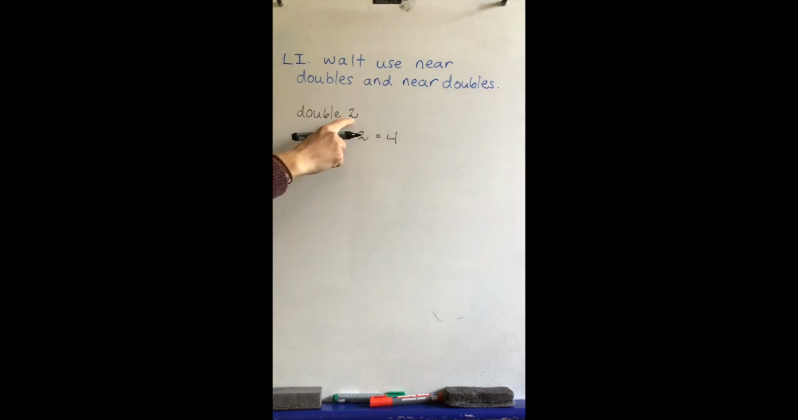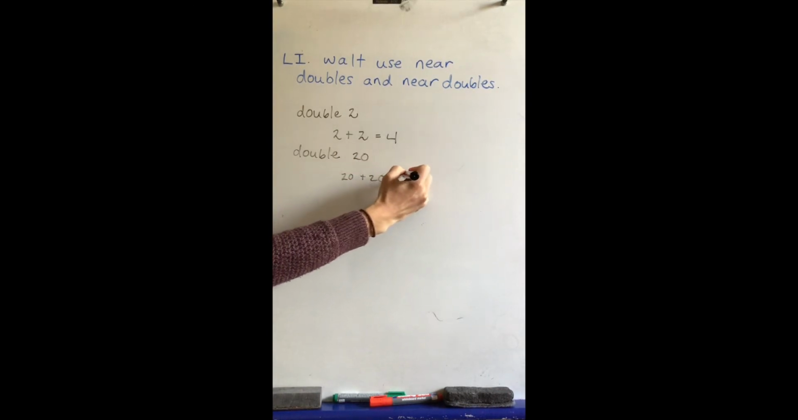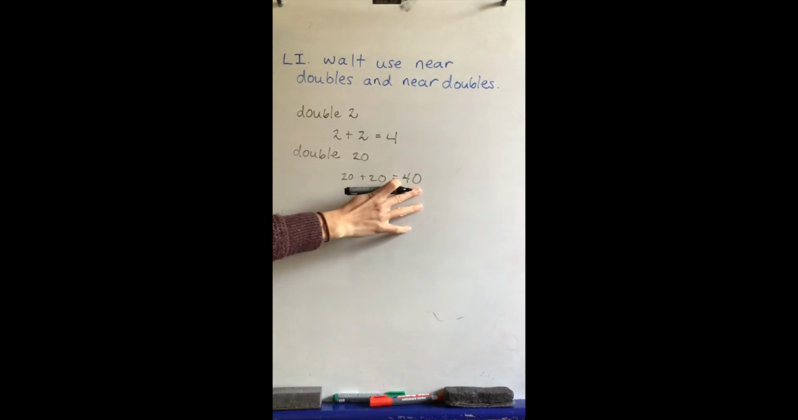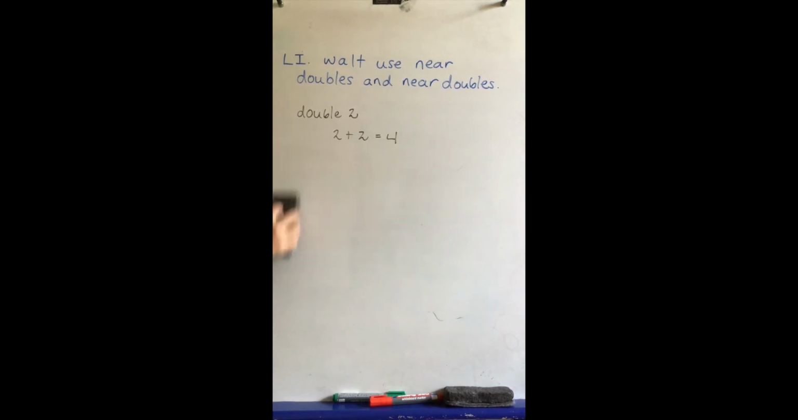Because you know that the double of 2 is 4, that also means that we know that the double of 20, 20 add 20, would also be 40, because we know that 2 2's together makes a 4. So 2 10's together makes 4 10's. We can also use it for doubling anything that has 2 digits.